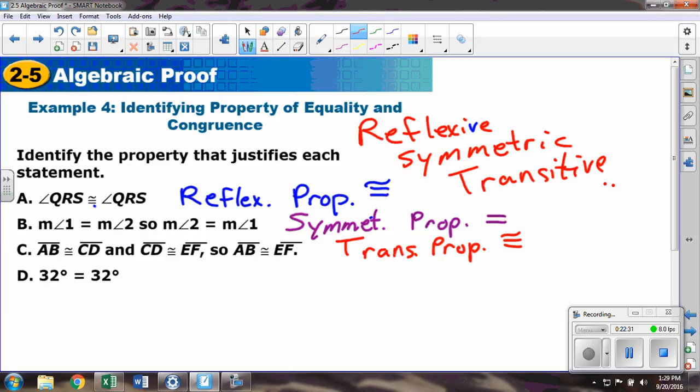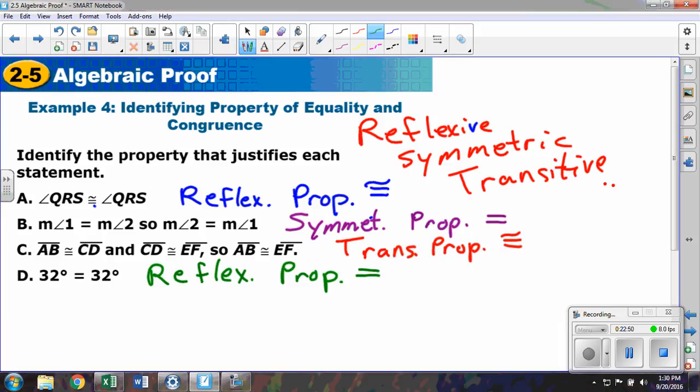Lastly, for D, 32 degrees equals 32 degrees. That is the reflexive property. Because we're working with an equal sign, having equal numbers, it's the reflexive property of equality.